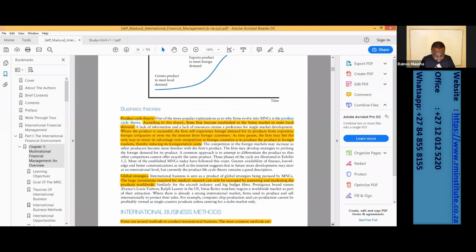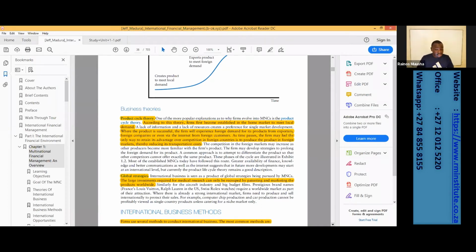The next paragraph is the global strategies, where they say international business is seen as a product of global strategies being pursued by multinational corporations. So the large investments required for medical research can only be recouped by patenting and marketing the products worldwide. Which means when it comes to global strategies, they're saying that the moment they patent their products and make them available on a global scale, the demand is also going to be on a global scale, other than meeting only the local demand.